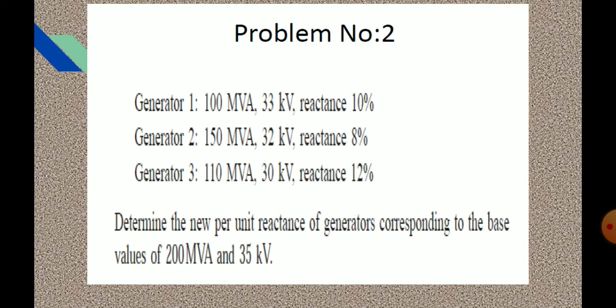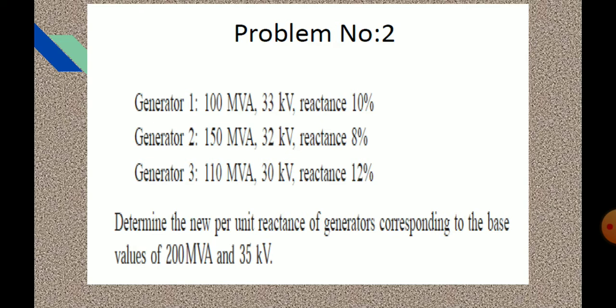Next, coming to problem 2, we have generator 1, generator 2, and generator 3. For all these three generators, the power value is in MVA, the voltage value is given in kilovolt, that is 33 kilovolt, and the reactance is in percentage. We always have to mention power in MVA, voltage in kilovolt, and reactance in percentage. All these units are given correctly in the question itself.